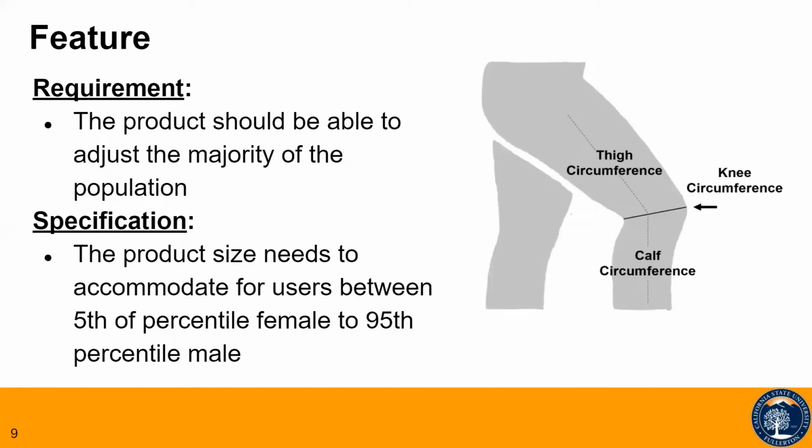Now moving on to features, we thought that the product should be able to adjust to the majority of the population. And in order to reach the adjustability, the product needs to accommodate users between the 5th percentile female to the 95th percentile male. So as you can see on the right-hand side, we have some dimensions that should be considered when designing a concept. For example, thigh circumference and knee circumference, as well as calf circumference.